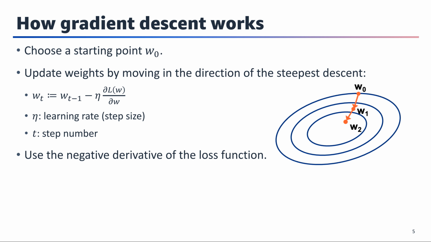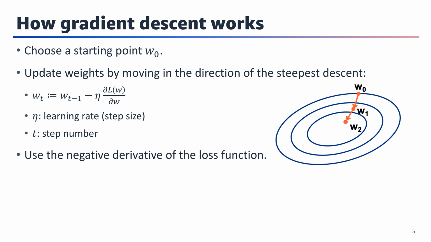Gradient descent works as follows. First, we choose a starting point, W0, for the model weights. Then, at each iteration, we update the weights by moving in the direction of the steepest descent of the loss function. This direction is given by the negative gradient, or derivative, of the loss with respect to the weights.